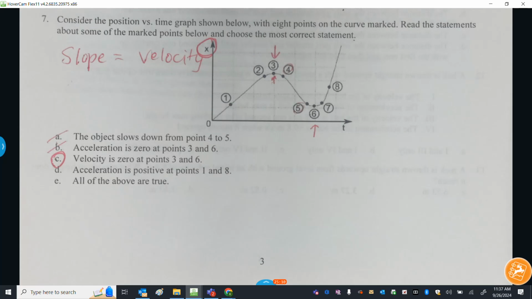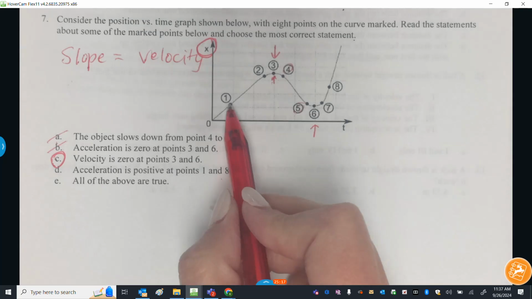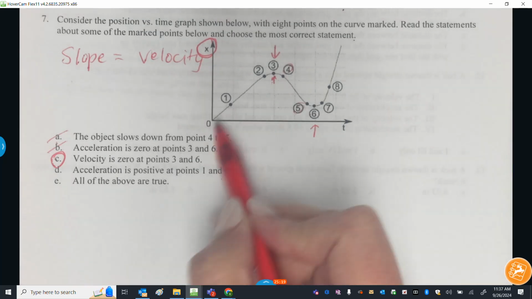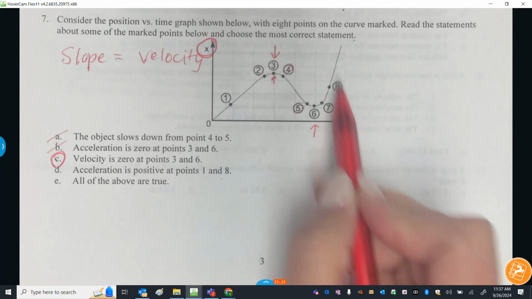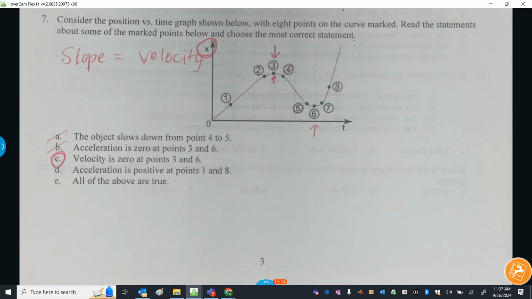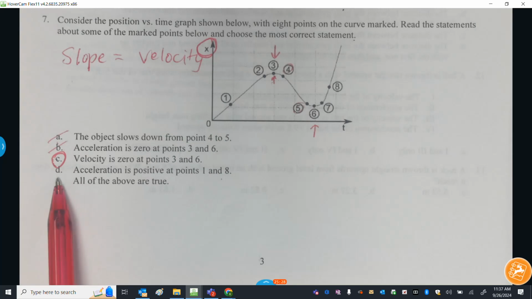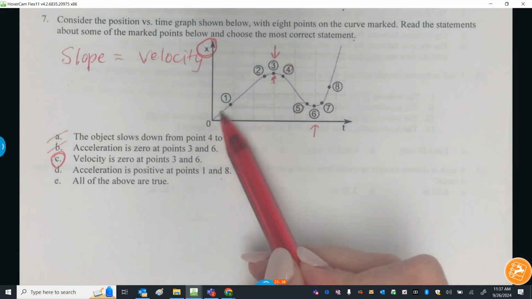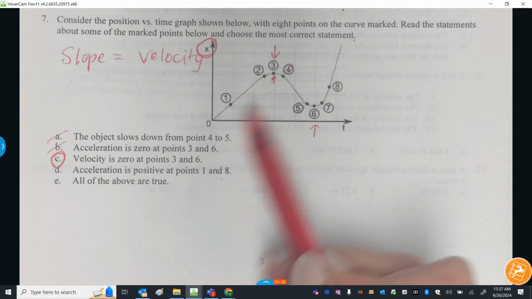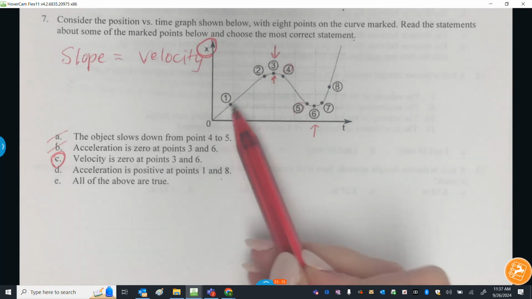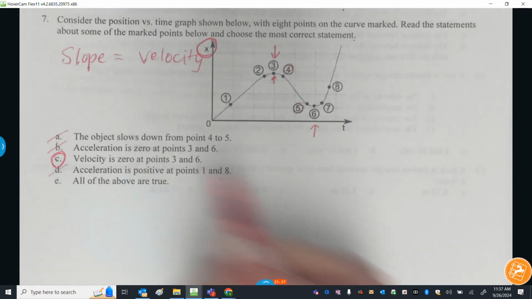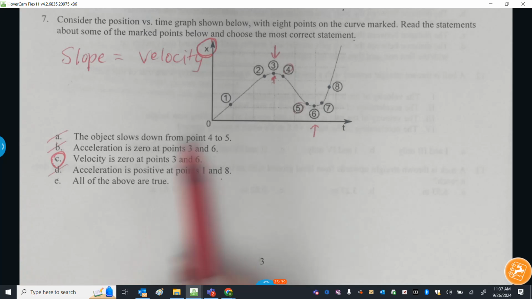But I'm going to go ahead and talk about D as well. D says acceleration is positive at points 1 and 8. Point 1, that's a straight line. There is no acceleration there. Point 8, same thing. Guys, if you hadn't paid attention and you thought this was a VT graph, it's very easy to pick D, because that would be what it would look like. If this was velocity time, yeah, you would have positive acceleration at those points, but this isn't a VT graph. Same thing here. If this was velocity time, you would have 0 acceleration at those points.